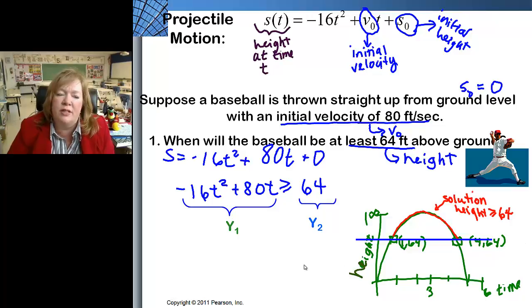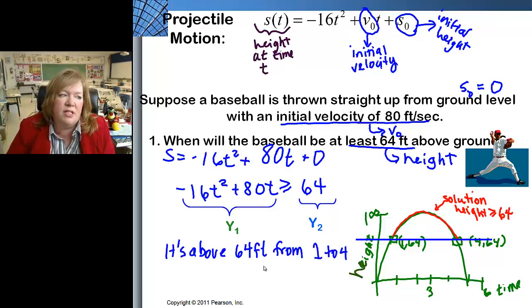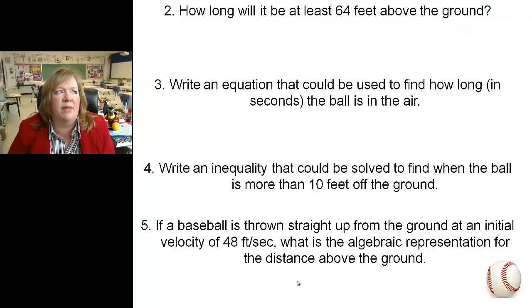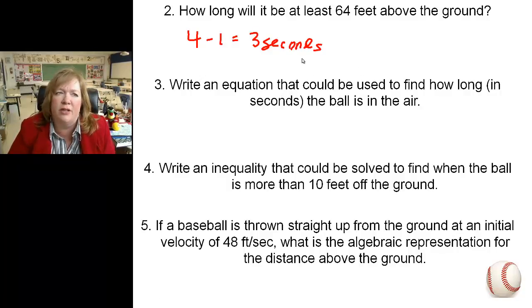So the solution is the height where it's above or equal to 64. It's above 64 feet from 1 to 4 seconds. So its t would be between 1 and 4 seconds. Or you could write it in interval notation with the square brackets. But that's how you solve it, and it's very simple in the graphing calculator. We can answer a lot of questions. How long will it be at least 64 feet above the ground? Well, since it's between 1 and 4 seconds, you just subtract them to get 3.